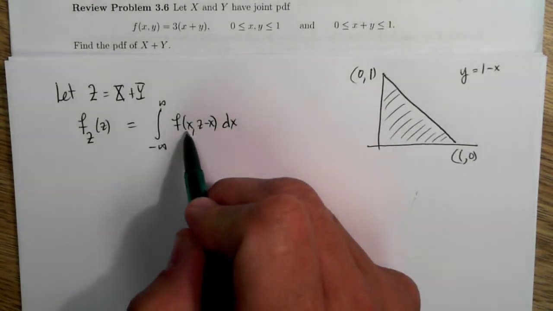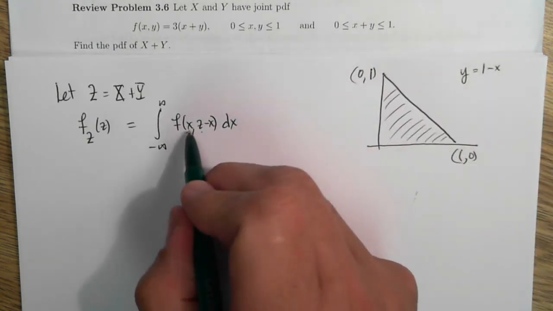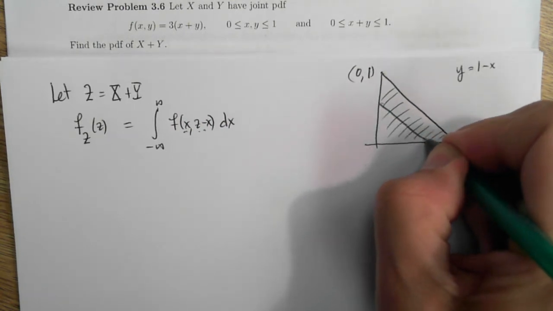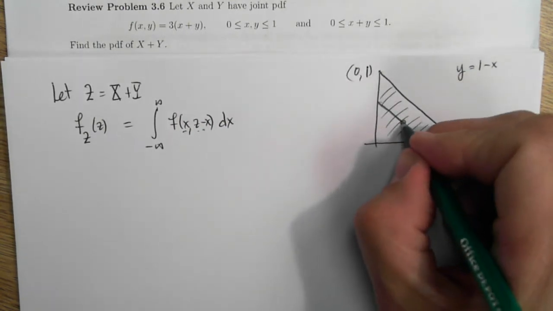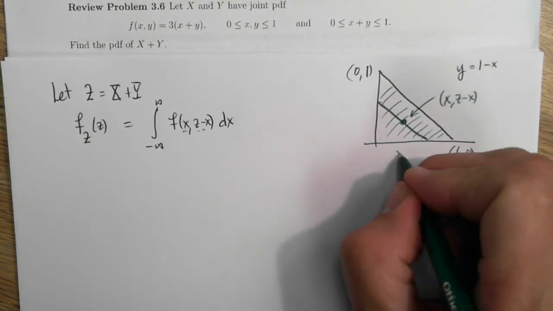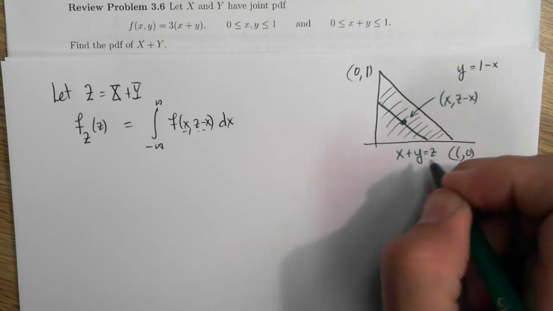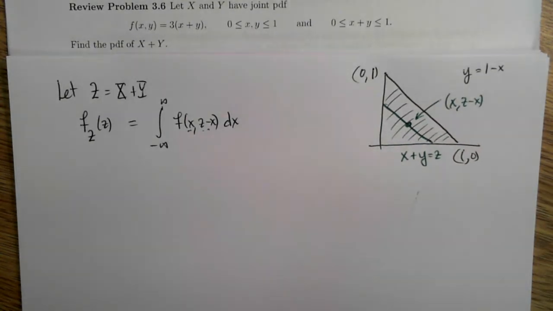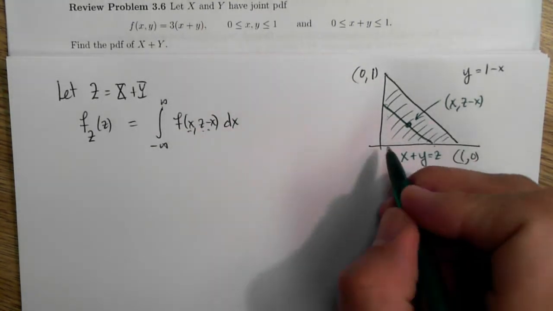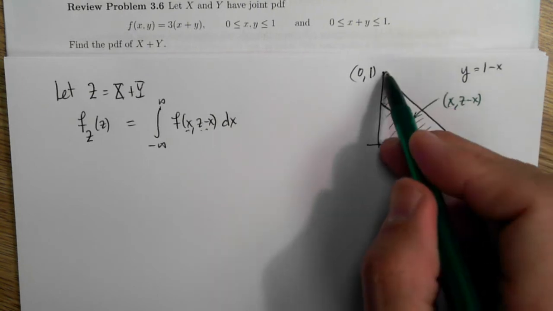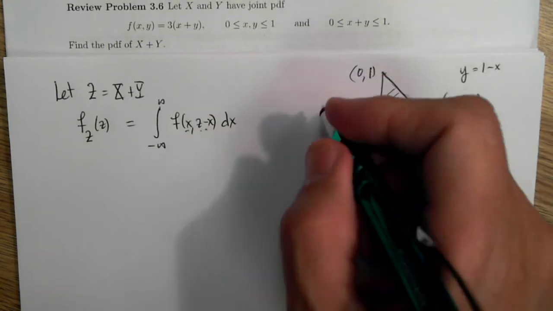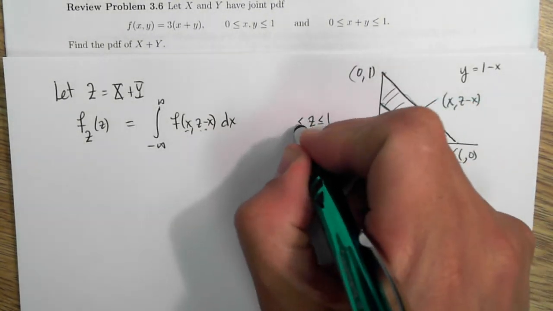Okay, so I need to take a look at points (x, z minus x). If I add up the x and the y coordinate here, they add up to z, so those points will fall under here, where this point would be (x, z minus x), and this falls on the line X plus Y equals z. Now clearly the sum Z has to be from 0 to 1. This line corresponds to X plus Y equals 0, and this line corresponds to X plus Y equals 1. And so no matter what happens, the z that I choose must be between 0 and 1.